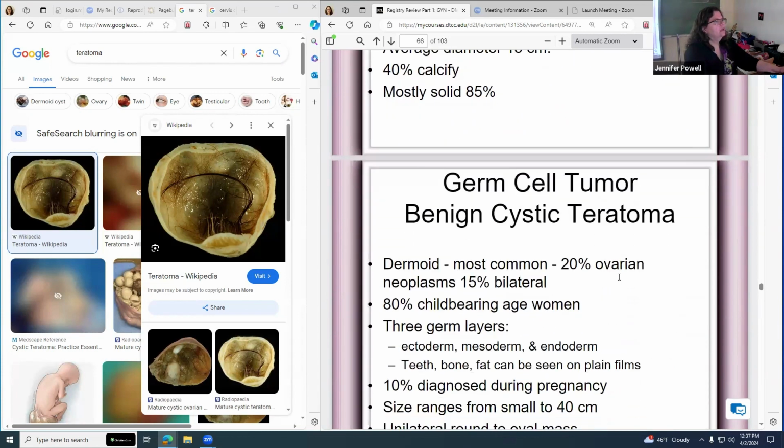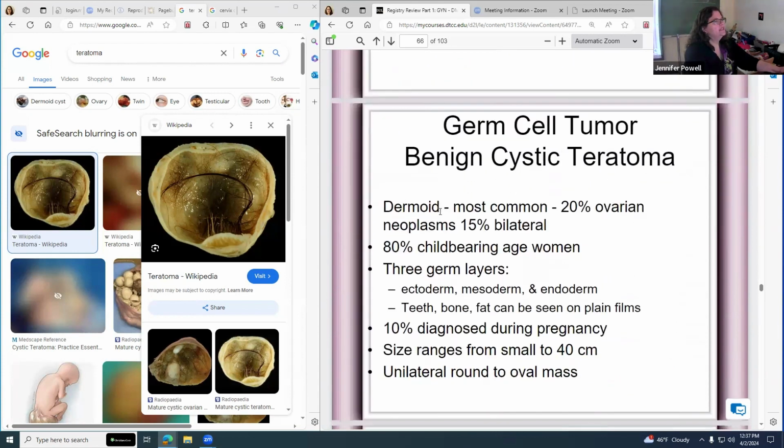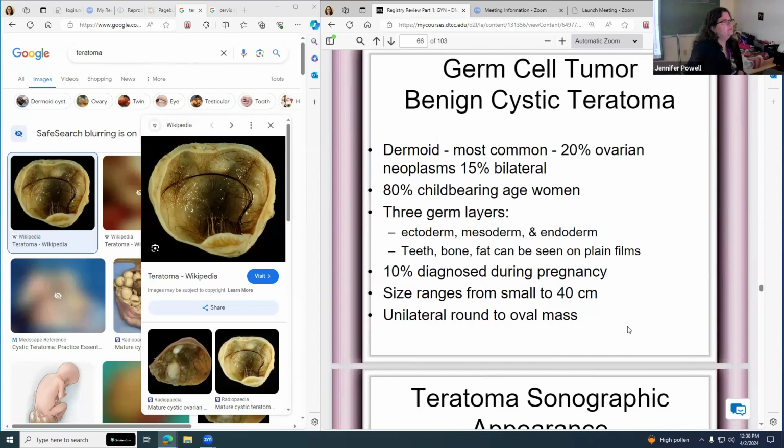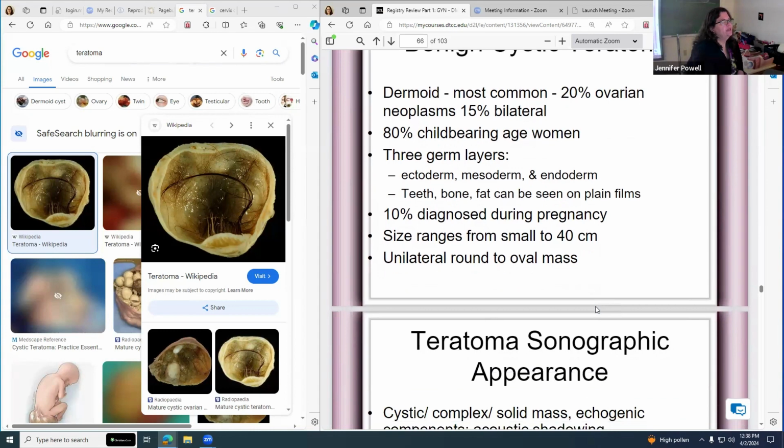So dermoid cyst is the most common type of germ cell tumor. 20% are ovarian neoplasms, 15% are bilateral. 80% of the time, they come from childbearing age women. 3 germ cell layers, ectoderm, mesoderm, endoderm, which, as we said, could contain any of those tissues that these will eventually become. 10% are diagnosed during pregnancy. And the size ranges from small up to 40 centimeters.